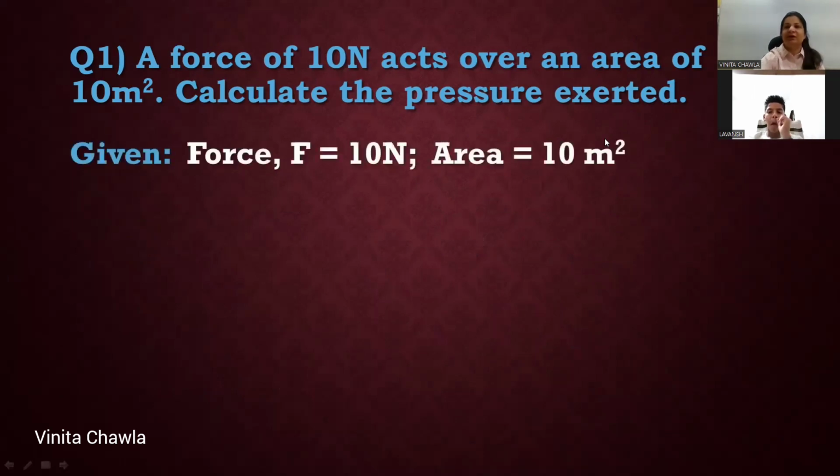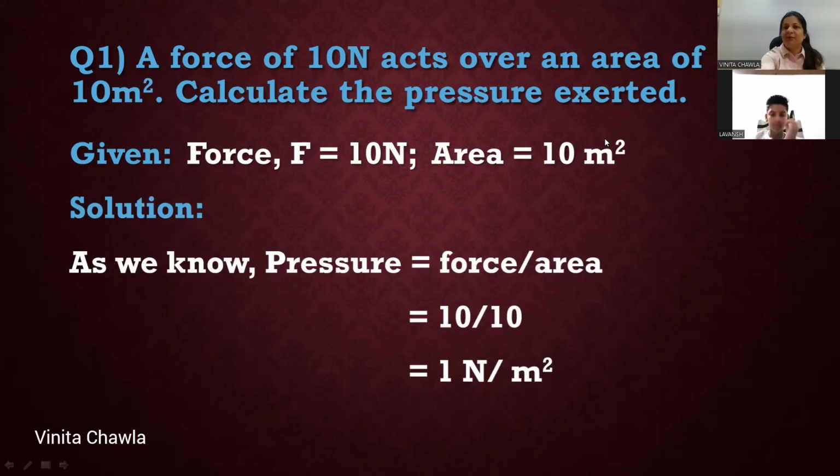So force is given and area is given. First, we'll write the things which are given to us. Force is 10 newtons and area is 10 meters square. Then we'll write the thing that we have to find out. We have to find the pressure exerted. And how do we find pressure? Pressure is force upon area. So we'll simply put the values here. Force is 10, area is also 10. So 10 upon 10 is 1. So the answer is 1 Newton per meter square. Okay, easy?